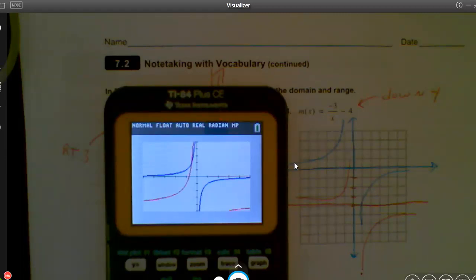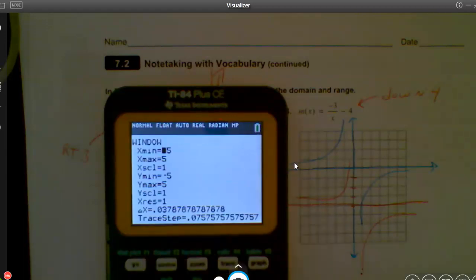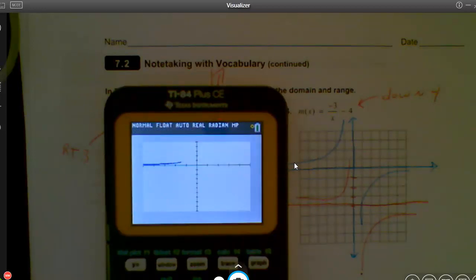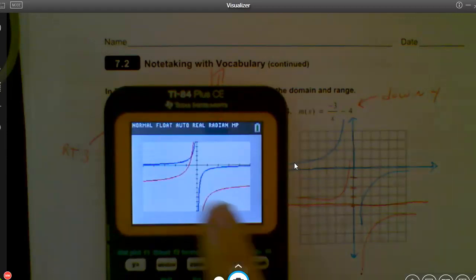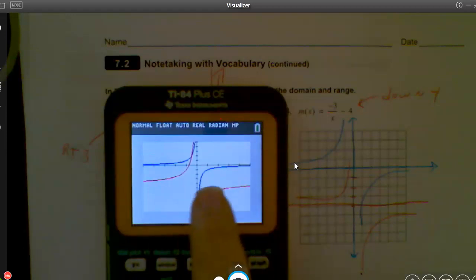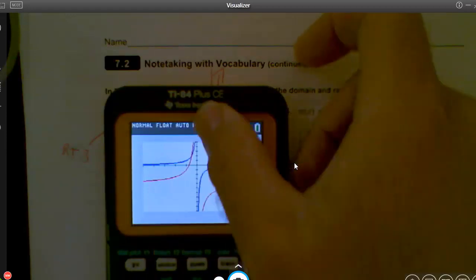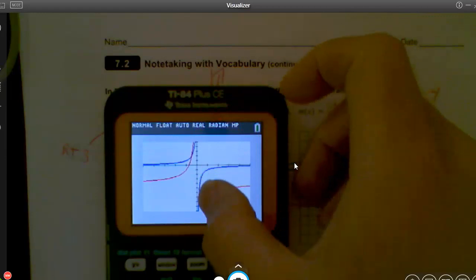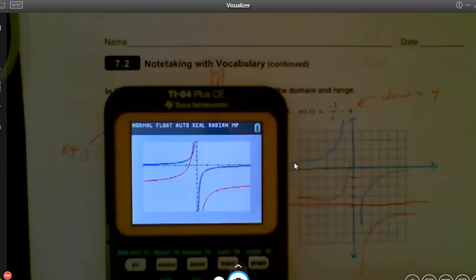So everything has now been shifted down 4. And so now we're getting that red graph. I'll take you down a little lower so you can get a better look. So there's our parent. And then here comes the red graph as everything went down 4. And again, notice you still have the horizontal asymptote right here, but it's now through negative 4. You still have your vertical asymptote right here through x equals 0. So those guys are still there.